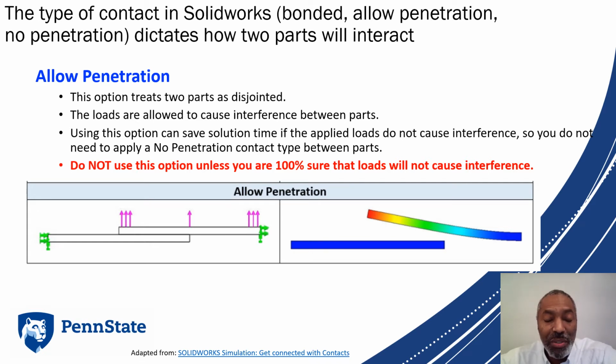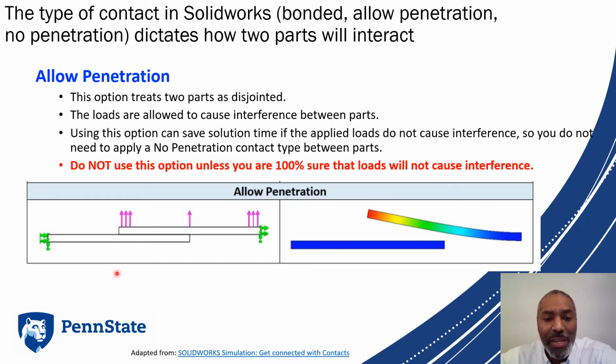Using this option can save solution time, of course, because it doesn't have to check, one, for whether or not they're in contact, and two, it doesn't have to calculate any contact stresses. But you should only do this if you are 100% sure that the parts will not interfere with each other, because since there's no checking, there's nothing in the model that's going to tell you when this happens. And so you'll have to see it in the solution, or else it can go as something that you miss.